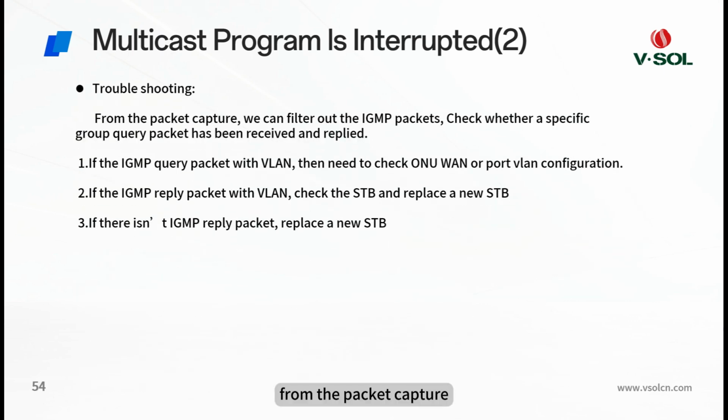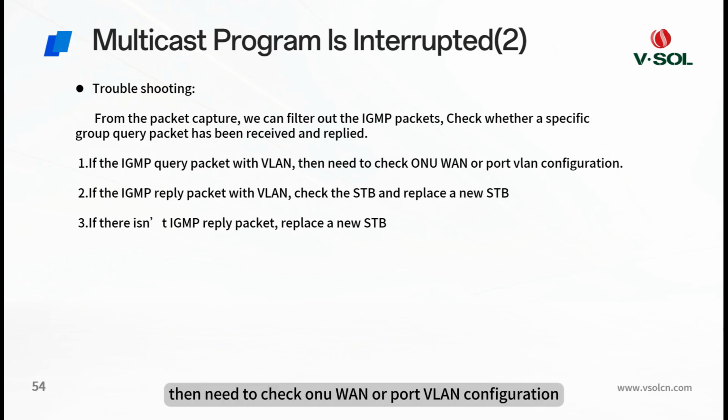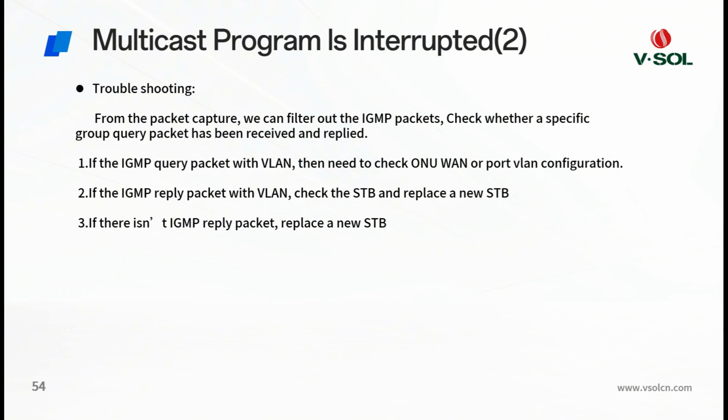From the packet capture, we can filter out the IGMP packets and check whether a specific group query packet has been received and replied. 1. If the IGMP query packet has VLAN, then you need to check the ONU or port VLAN configuration. 2. If the IGMP reply packet has VLAN, check the STB and replace it with a new STB. 3. If there is an IGMP reply packet, replace with a new STB.